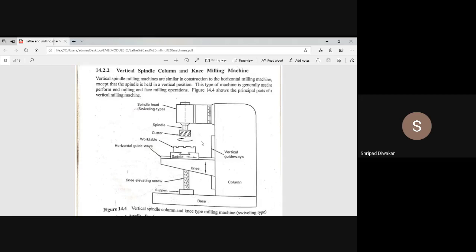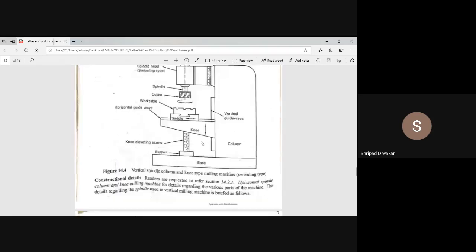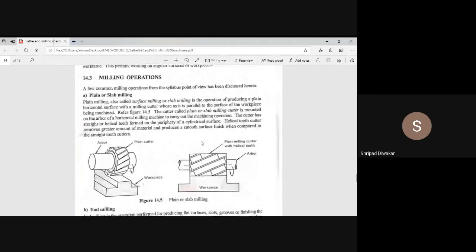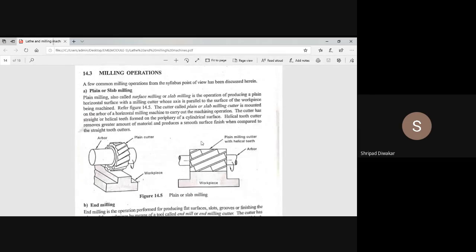We studied up milling, down milling, and the different types of milling machine. Next, I'll explain the most important topic: the operations we can perform on the milling machine. In the exam, they will ask you to explain any 4 or 5 machining operations we can perform on the milling machine.